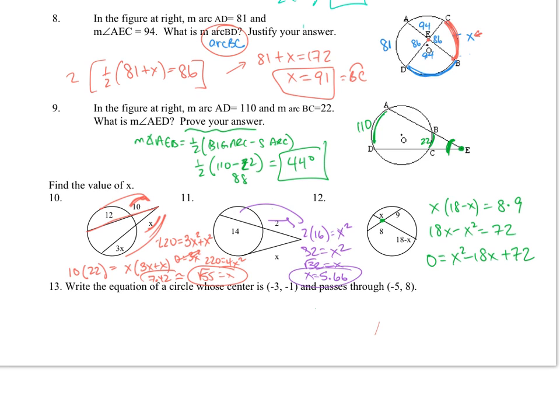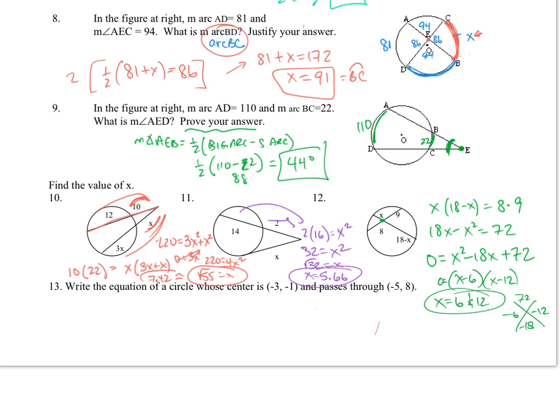Okay, so at this point, we want to factor this. So we've got a product of 72 and a sum of negative 18. What two numbers multiply out to be 72, add up to be negative 18? It's going to be negative 6 and negative 12. So x minus 6, x minus 12. So these two add up to be negative 18 and multiply out to be 72. So x equals 6 and 12. So there's two answers for this one. So you can choose both those answers.